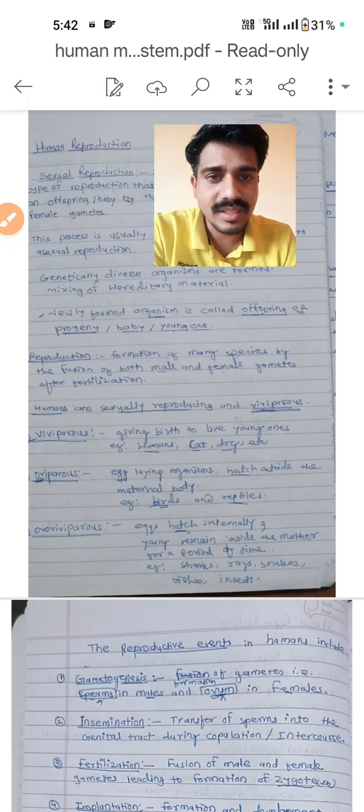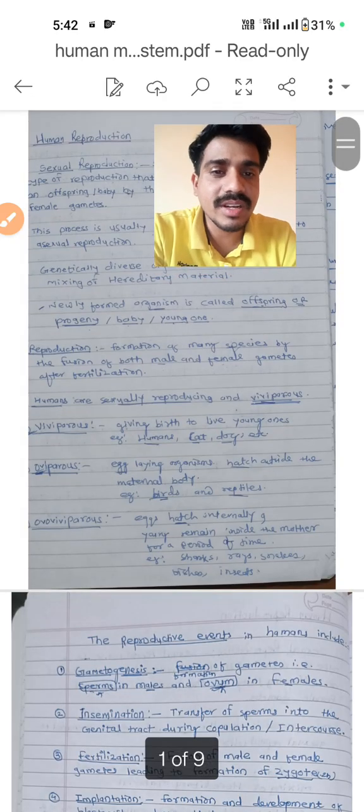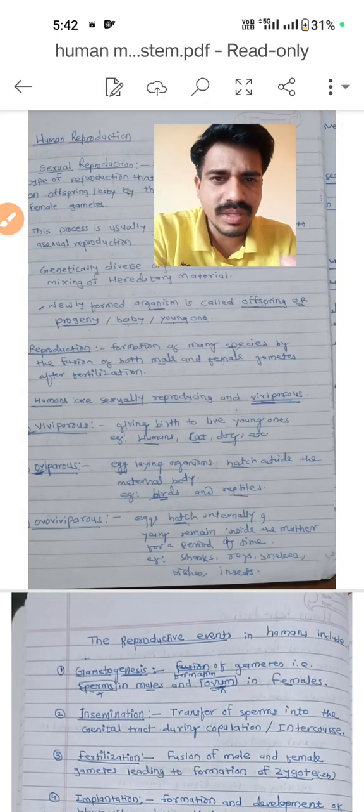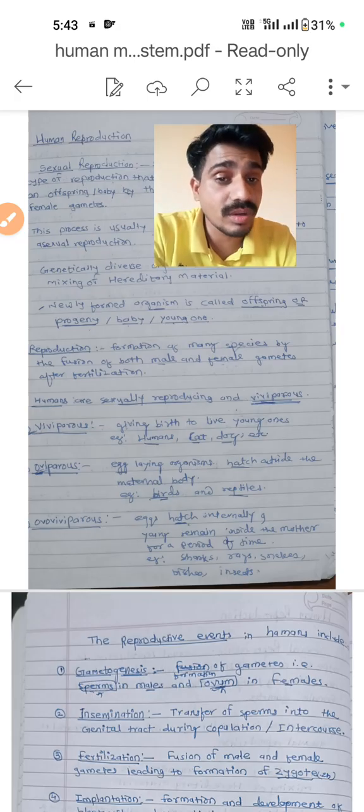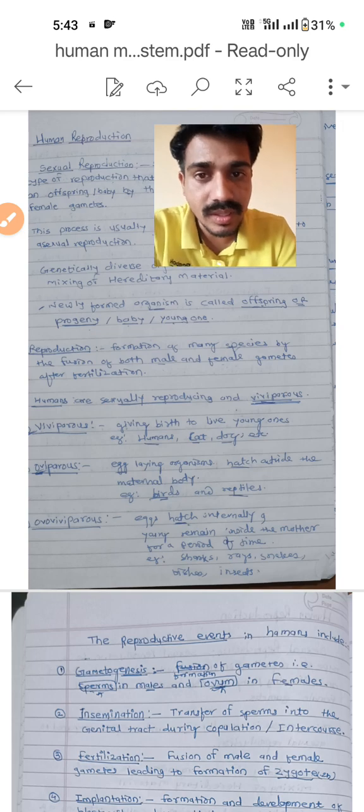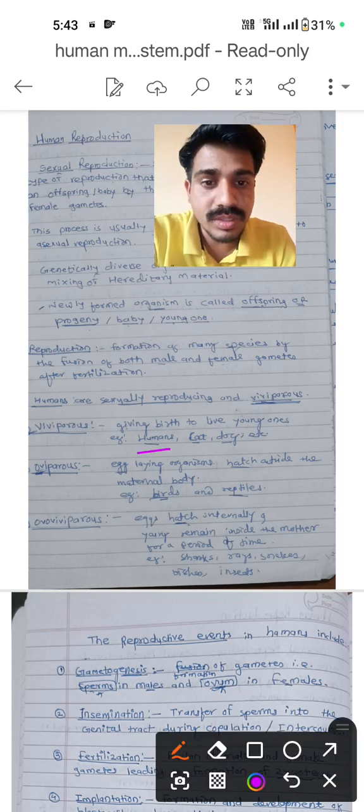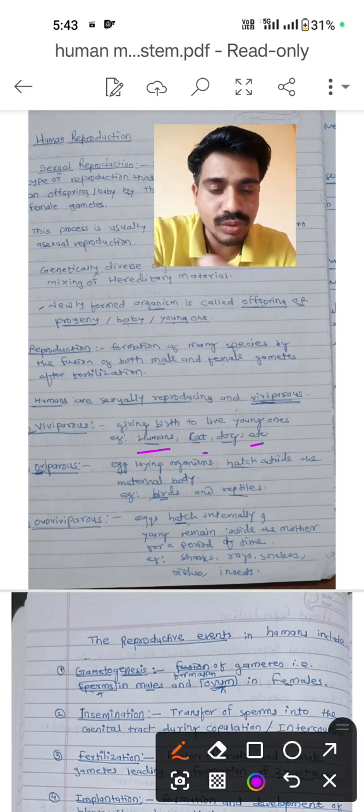In NCERT class 12, chapter number 2, the first line is: humans are sexually reproducing and viviparous in nature. It means in human beings sexual reproduction occurs, and viviparous means the mother gives birth to a live young one. Examples are humans, cats, dogs. These are mammals that give birth to babies.